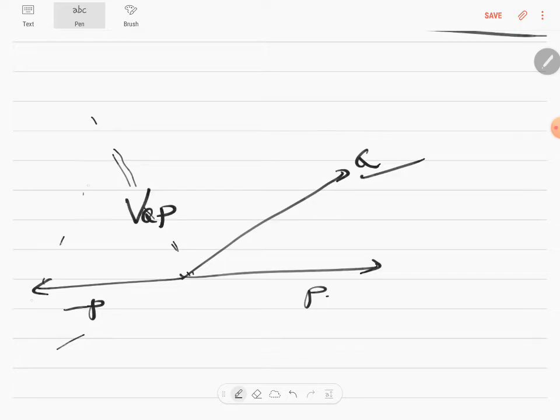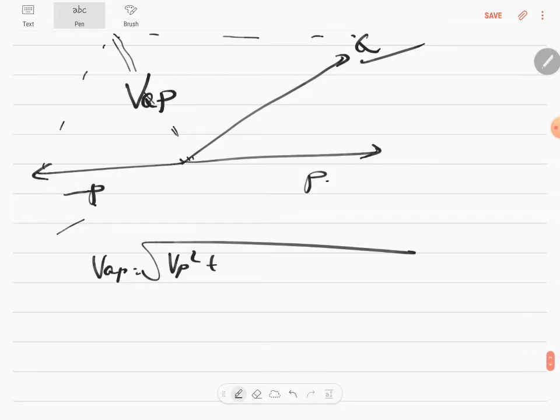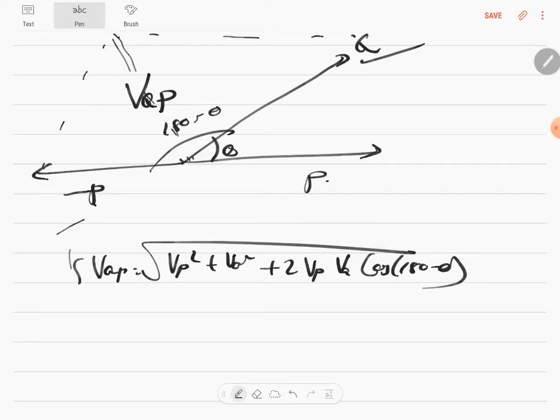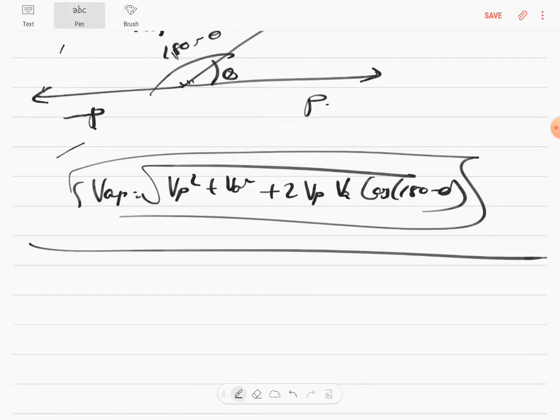And I can make this into a parallelogram where the resultant VQP is root of Vp square plus Vq square plus 2 Vp Vq cos of 180 minus theta, if this is theta and this is 180 minus theta. You can even leave it like this. This is how we find the relative velocity. Okay. So now, I'm going to do a few sums which will give you a lot more clarity on relative velocity. Okay, so let's do this sum.